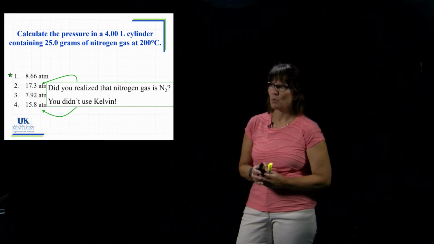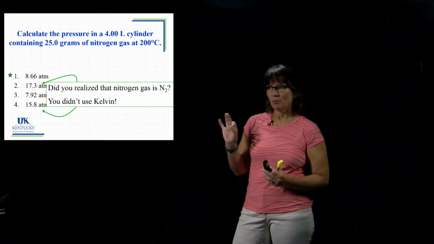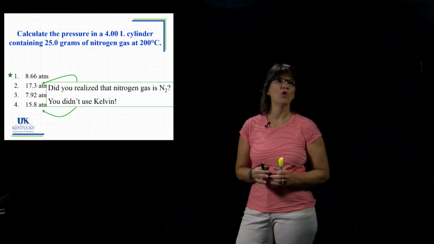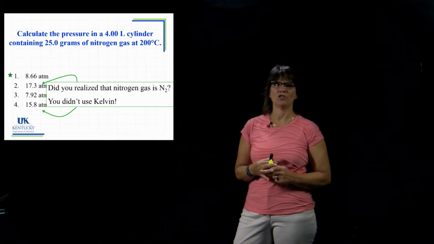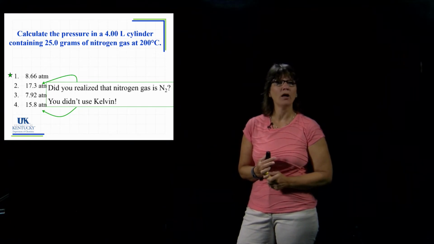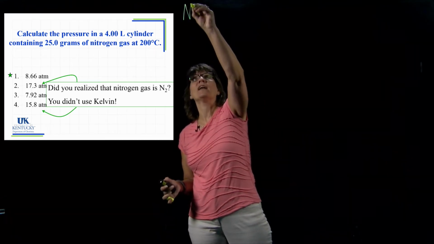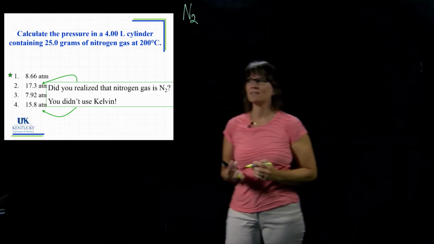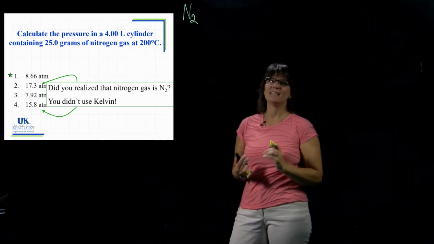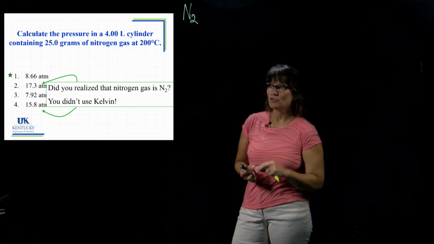If you didn't pick number 1, the common mistakes that I know people make is in number 2, you might not have used the formula of N2 for nitrogen. We've got to remember that nitrogen is one of our diatomic molecules. Remember Hofbrinkel? It tells us which elements are diatomic. So if it's nitrogen gas, it doesn't exist as just N, it's N2, and we'll have to use the molar mass of that.